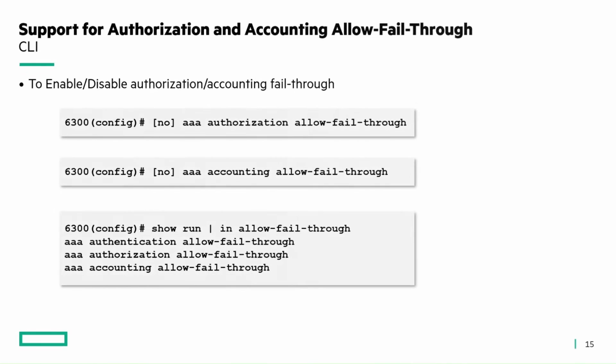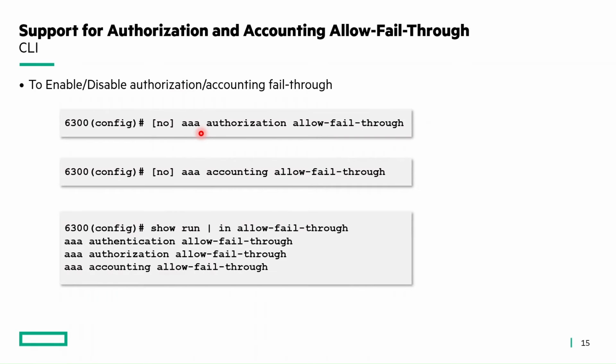Next comes the configuration section. We do have new CLIs only for the authorization and accounting allow fail-through feature. For the rest of the features, there are no new CLIs available. They are implicitly covered by the switch. To enable or disable the authorization and accounting fail-through, here are the new CLIs: AAA authorization allow fail-through, AAA accounting allow fail-through. How can we easily identify whether these configurations are enabled or not in the switch? You can do a show run and then grep it with allow fail-through.